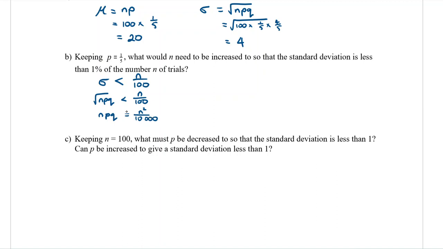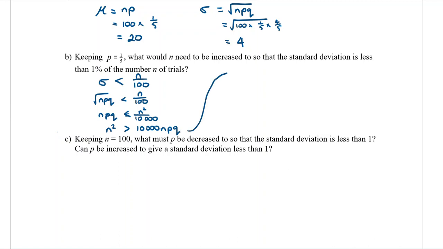Or not equals, sorry, that's a less than. Then to get the n squared by itself, times the 10,000 over to the other side. So it would be n squared is greater than, so I'm going to have to switch sides here, 10,000 npq. Okay, we do know what the p and the q are, so we can put those in.